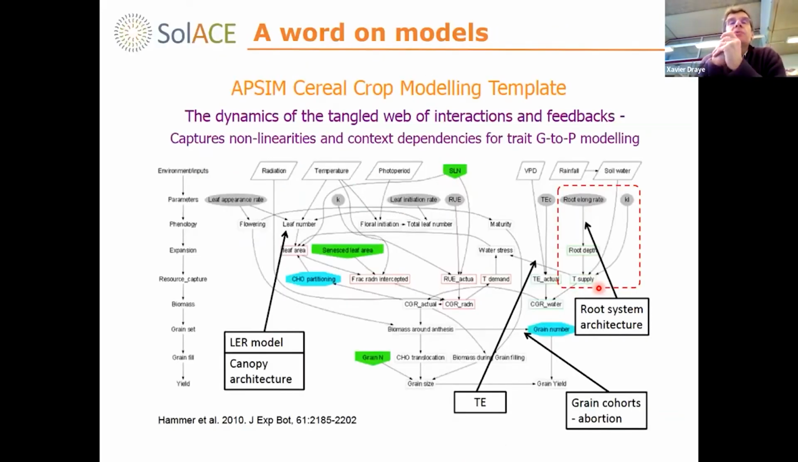So I would just like to say a few words about modeling to start with. And I will start with a category of model that we call the crop model, because they simulate the functioning of a crop.